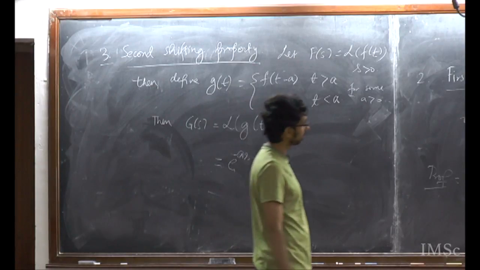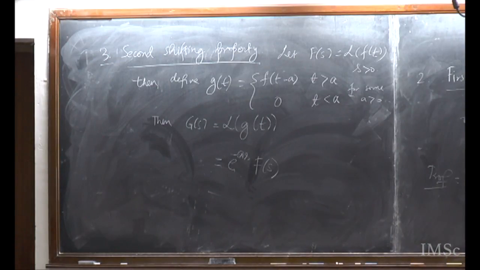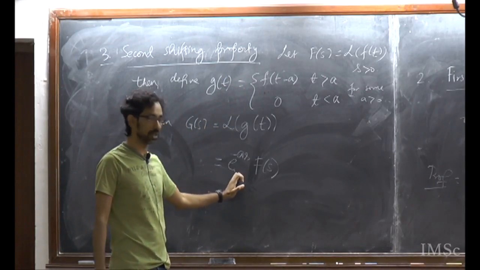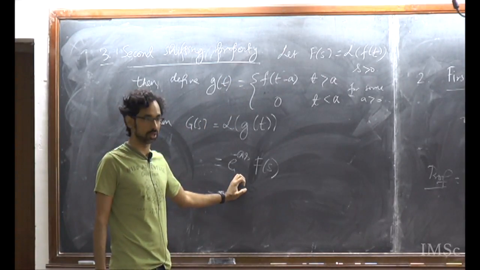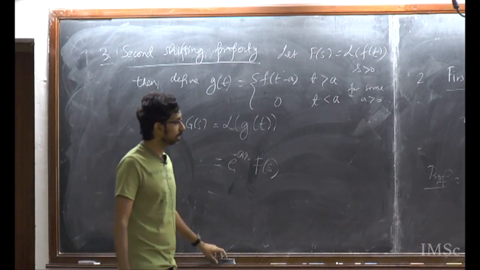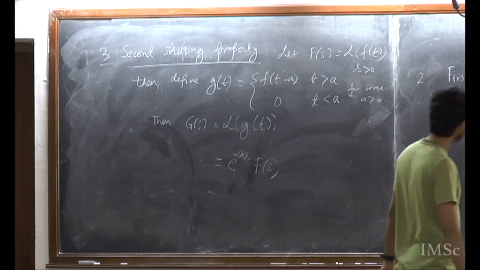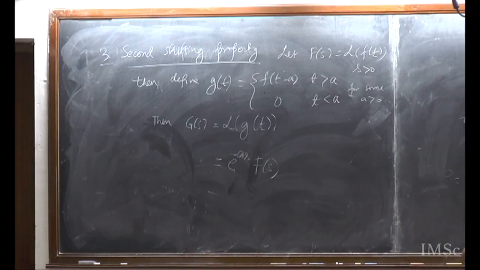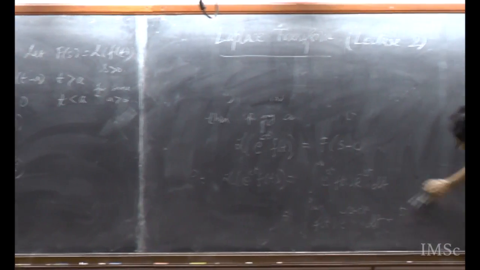So you see that multiplying with an exponential function on the input side, you get a translation on the output side. And if you translate the function on the input side, you get a multiplication by e to the minus as on the output side. Okay? So there is some duality that plays out in Laplace transforms. Can we prove this? This is also quite easy.